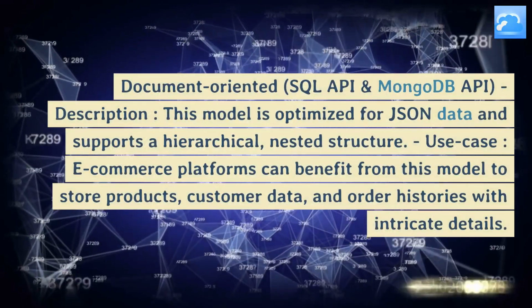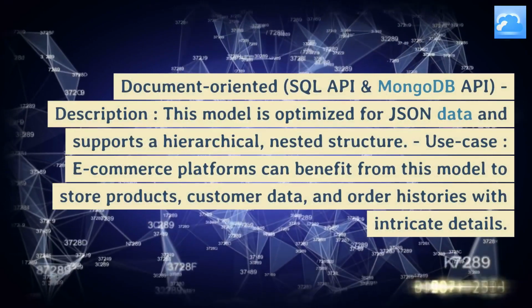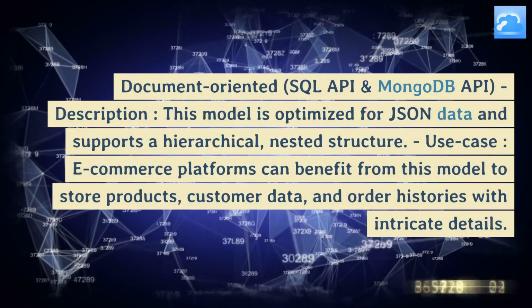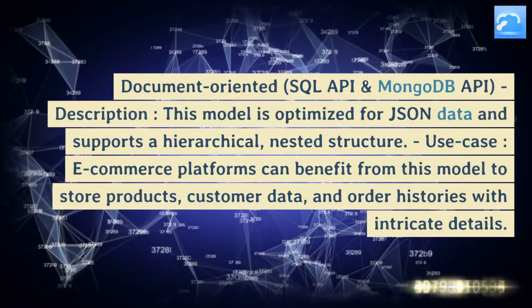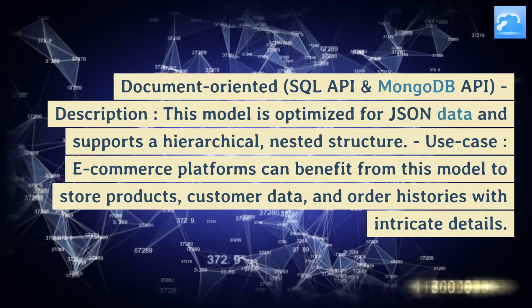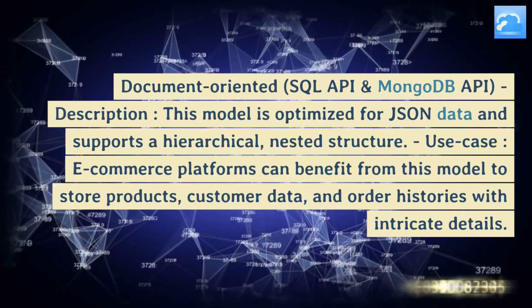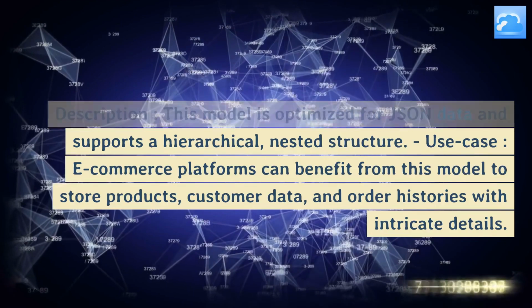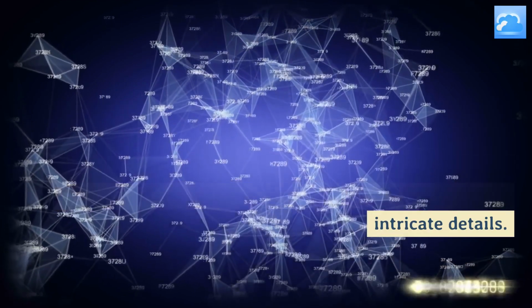Document-oriented, SQL API and MongoDB API. Description. This model is optimized for JSON data and supports a hierarchical, nested structure. Use case. E-commerce platforms can benefit from this model to store products, customer data, and order histories with intricate details.